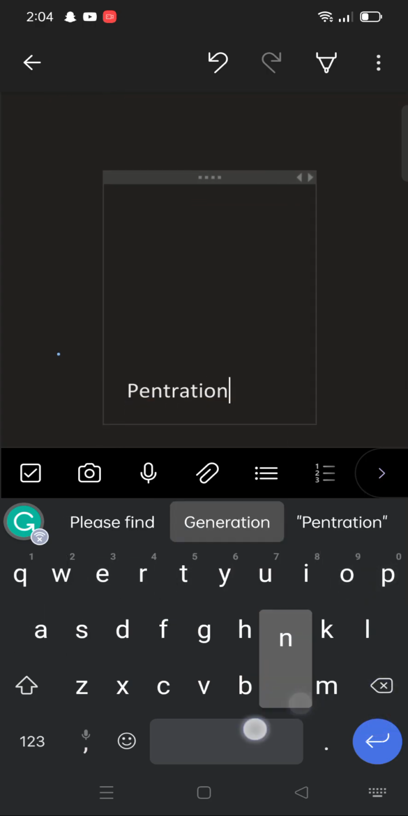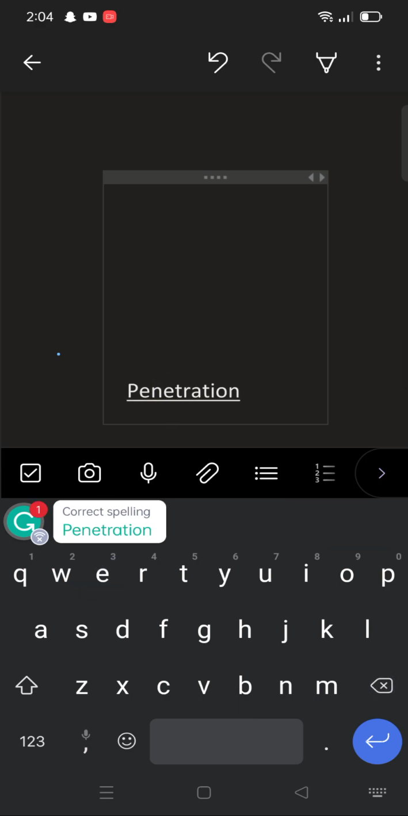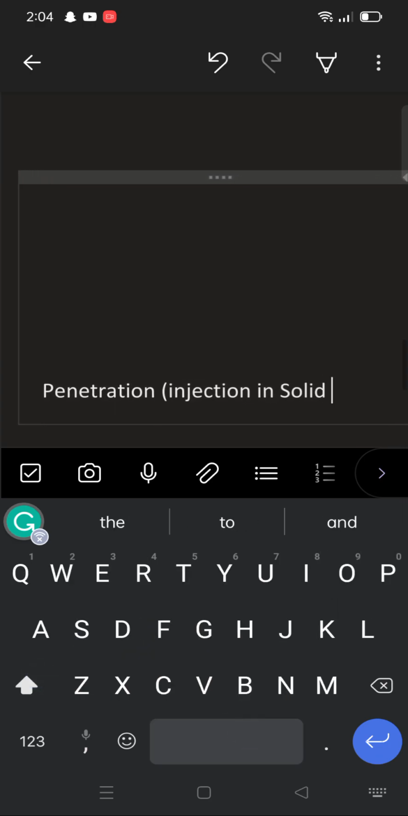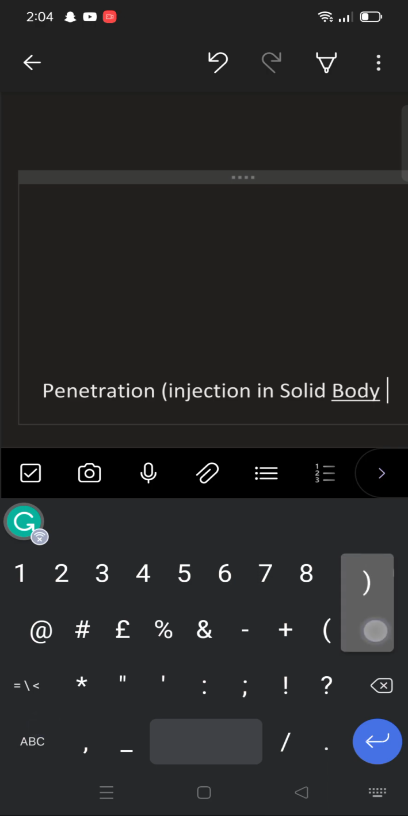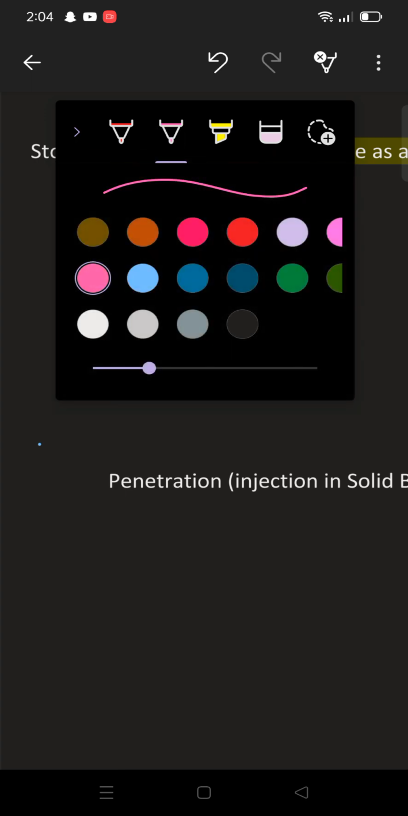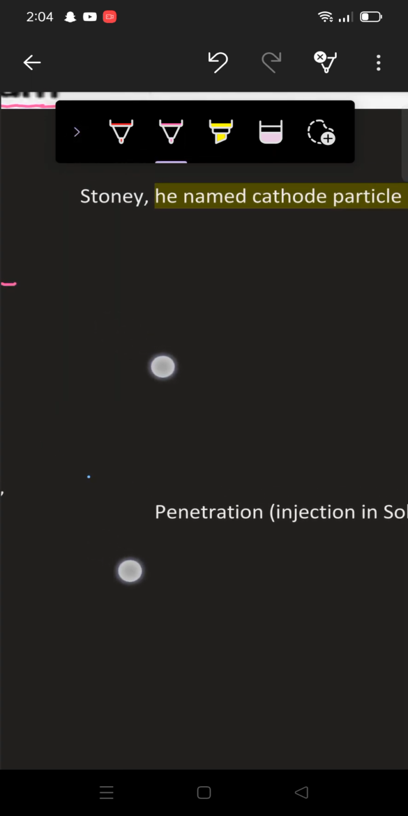Penetration. This penetration is basically injection in a solid body, right? In a solid body. Now let's see how much this electron or this cathode particle penetrates, right?